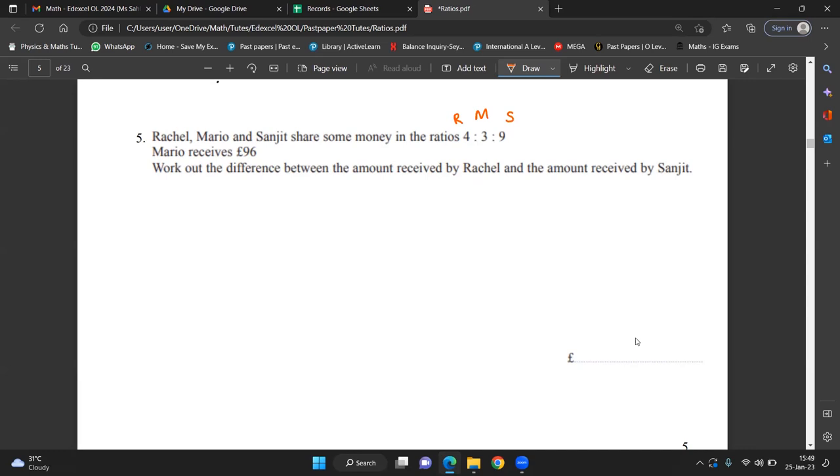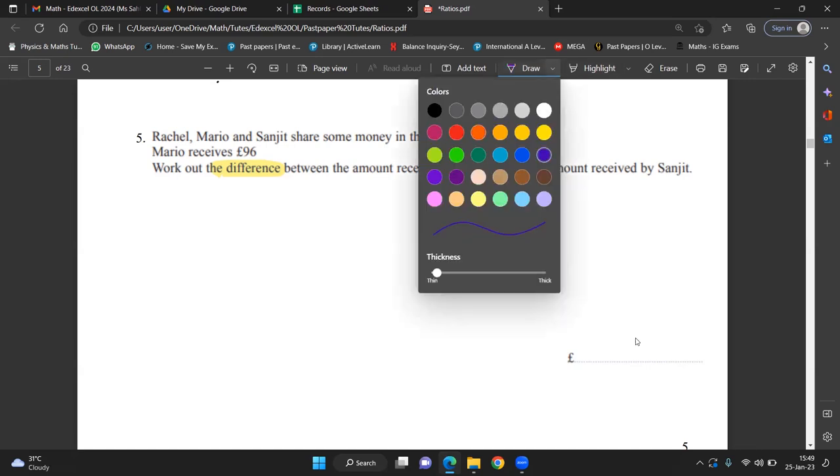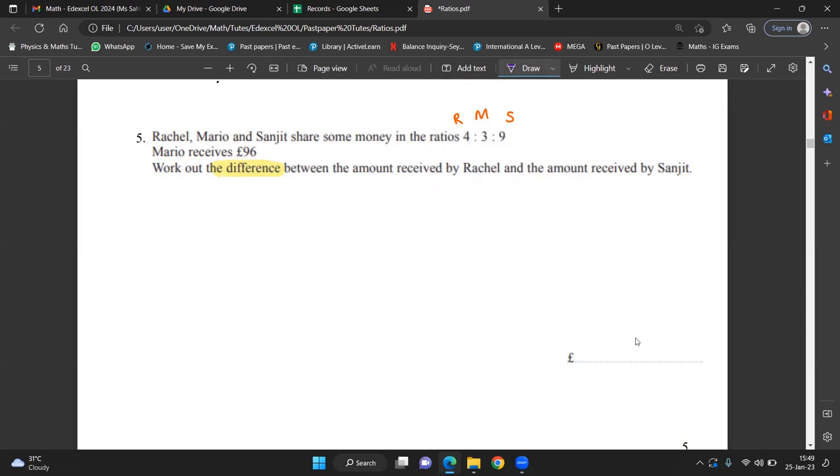Mario receives 96. Work out the difference between Rachel and Sanjit. Can you underline the word difference? When I say difference between Rachel and Sanjit, Rachel gets 4 and Sanjit gets 9. What is the difference in their ratio? 5. So we straight away can find that 5. Okay. So we know Mario gets 96. Mario's ratio is 3. 3 equals 96 pounds. Then 5 will be equal to X pounds.